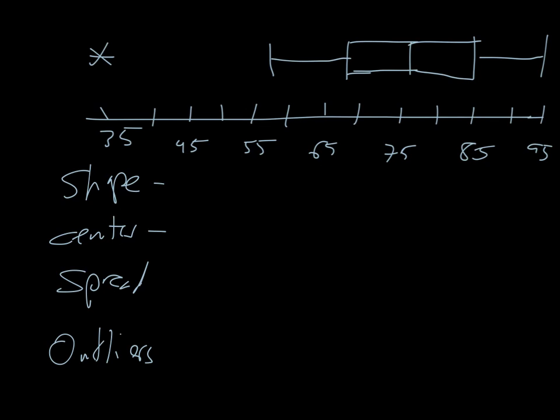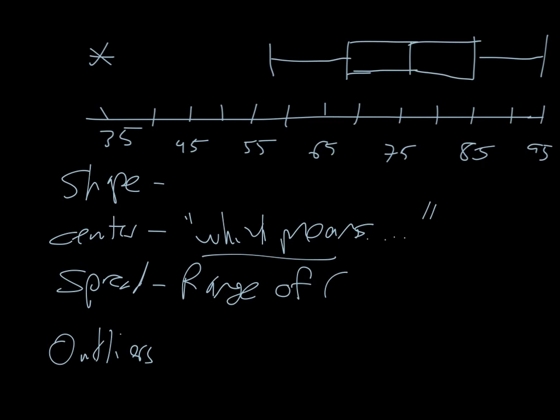And then for center, I would say the box plot is centered at the median, which is 76, which means half of the data is below 76 and half of the data is above 76. The distribution has an overall range of 60. Now remember, what I'm saying in these explanations, I'm not writing it all down. You need to be writing all of this down, what I'm saying.